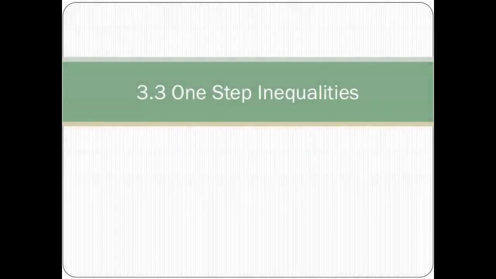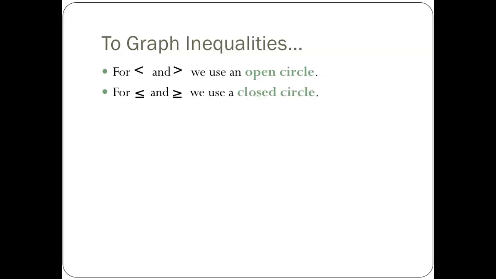Today we're going to be moving away from solving equations and talking about inequalities. So let's first start off by talking about how we go about graphing inequalities. When you're graphing inequalities, if you have less than or greater than, we use an open circle. On the other hand, if we have less than or equal to and greater than or equal to, we use a closed circle. We want to somehow indicate that it could be equal to that value, and so using a closed circle indicates that it could equal that value as well.